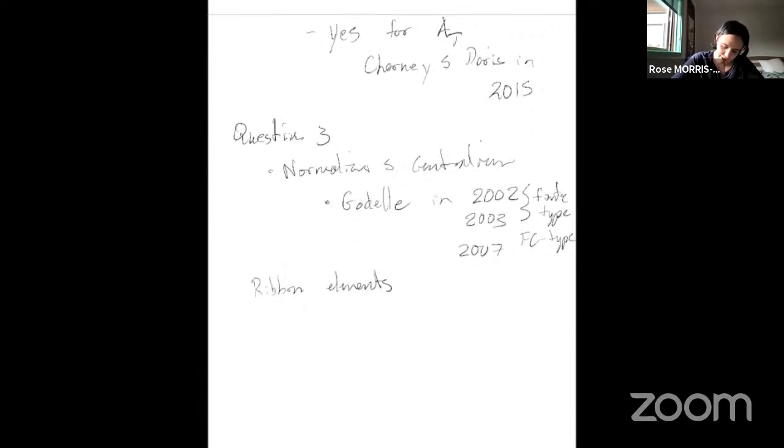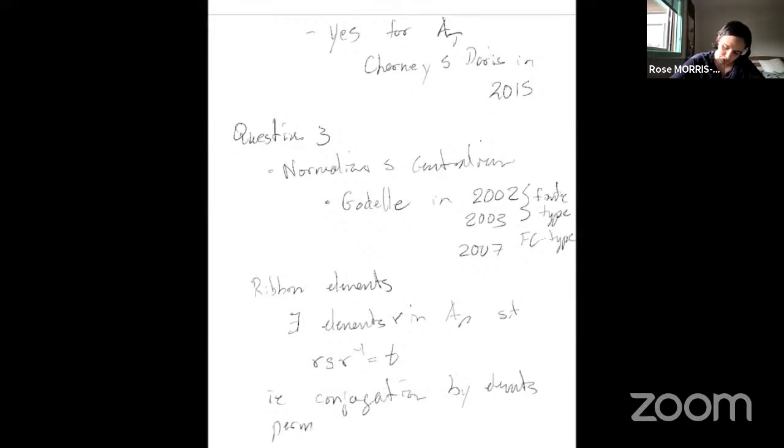So the idea behind a ribbon element is that there exist elements in my Artin group, let's call them R for ribbons, such that when I conjugate a generator by this R, I'm going to get a different generator, right? So conjugation by these elements permutes the generators.